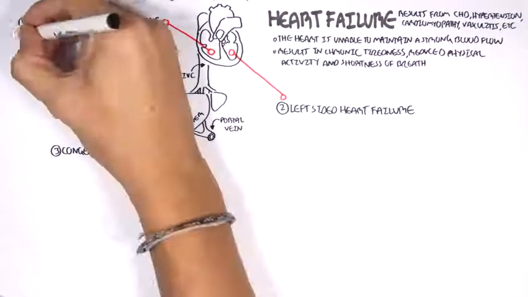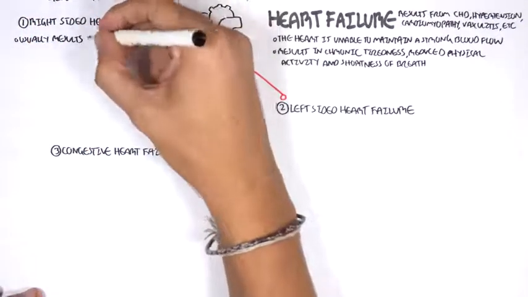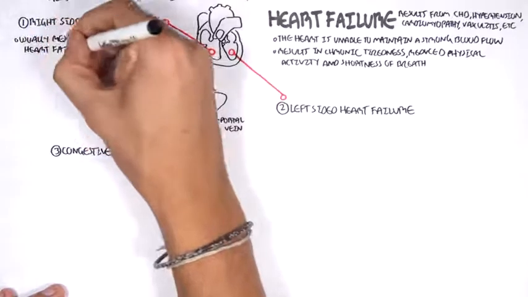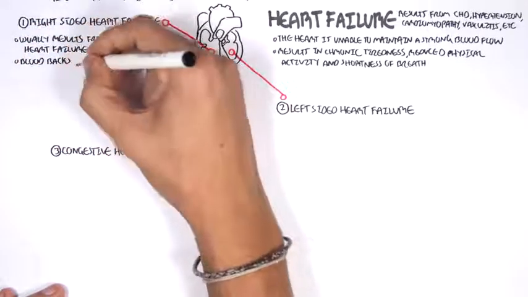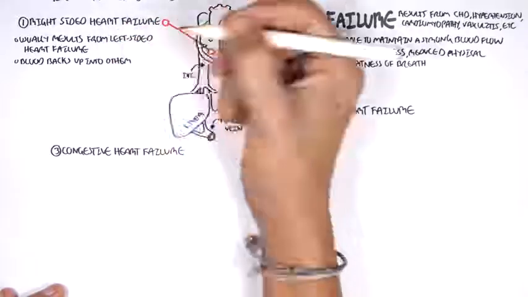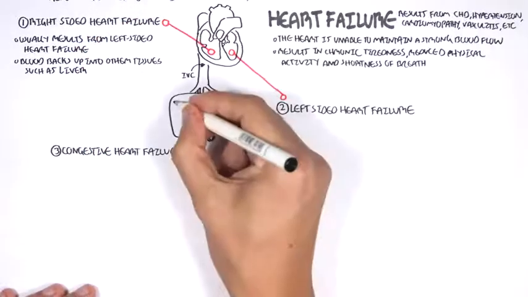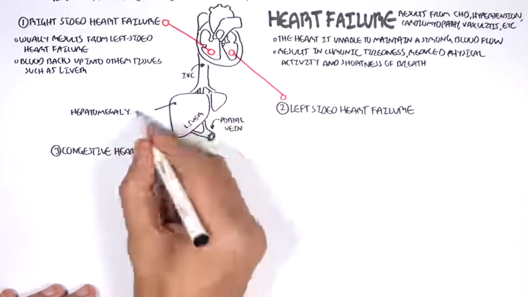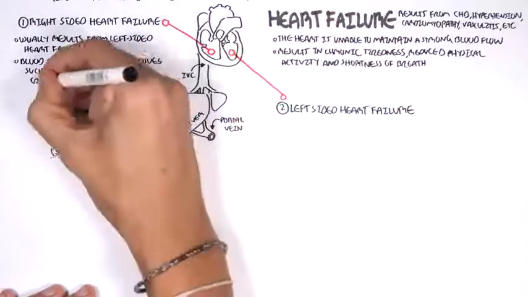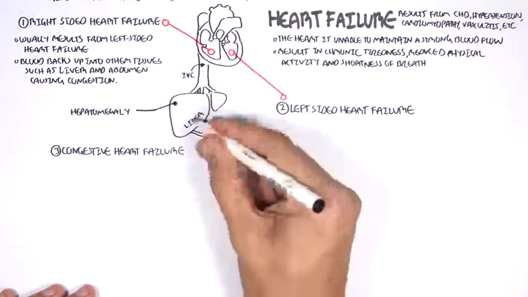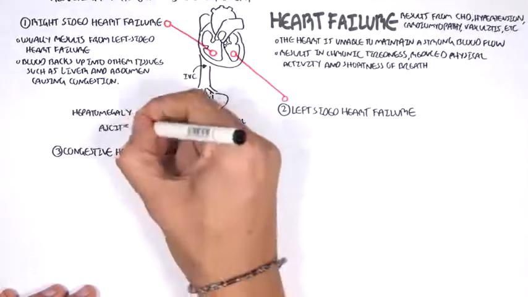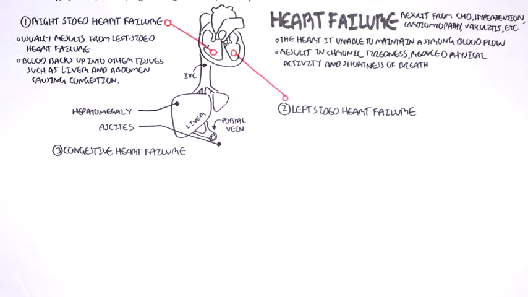Right-sided heart failure is usually a result of left-sided heart failure. In right-sided heart failure, so we're talking about the right atrium and right ventricle, blood can back up into other tissues, such as the liver and the abdomen, causing congestion in these areas. So, as a result of right-sided heart failure, we can have hepatomegaly and ascites because of the backflow from the right ventricle and right atrium, because the right side of the heart fails to pump blood in the right direction.